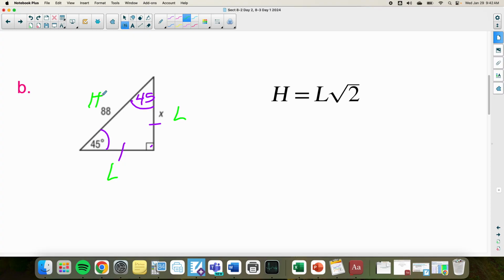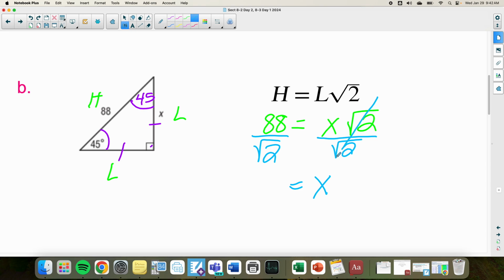Now, in this problem, we're given our hypotenuse is 88. L is our x, and that's times square root of 2. So here what I have to do is solve for that x. To get rid of that square root of 2, I'm going to divide by square root of 2. These are gone, and my answer is 88 divided by square root of 2, which you could punch into your calculator, but I'm also going to show it to you a different way.